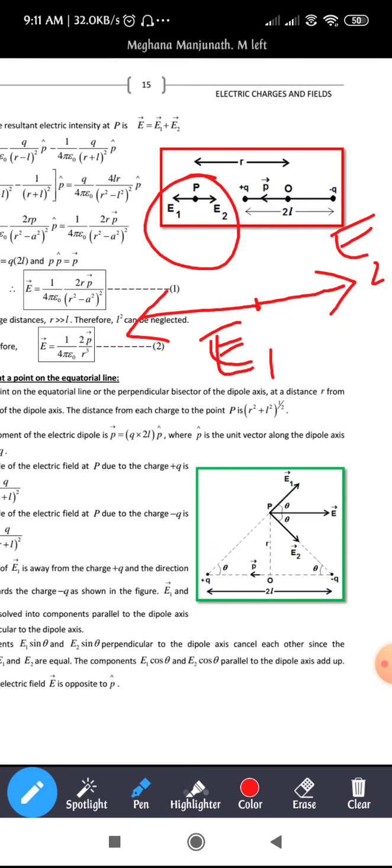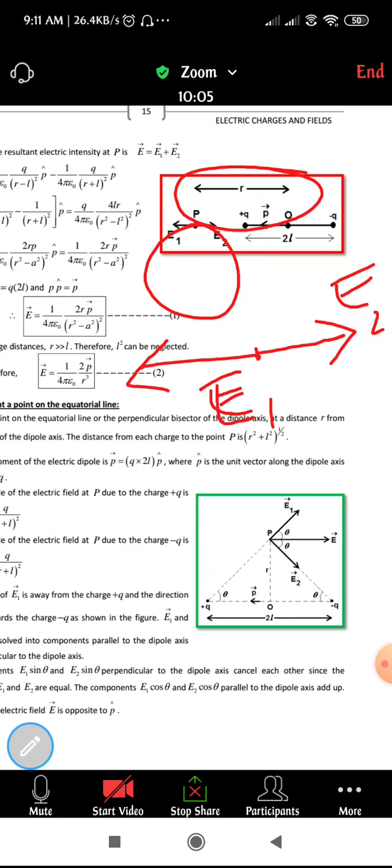Next, what does this r denote here? r denotes the distance between the center of the electric dipole and the point where we need to find the electric field. So the distance from point P to the center of the electric dipole is denoted by small r. This is the explanation of the figure. Hope it is clear.